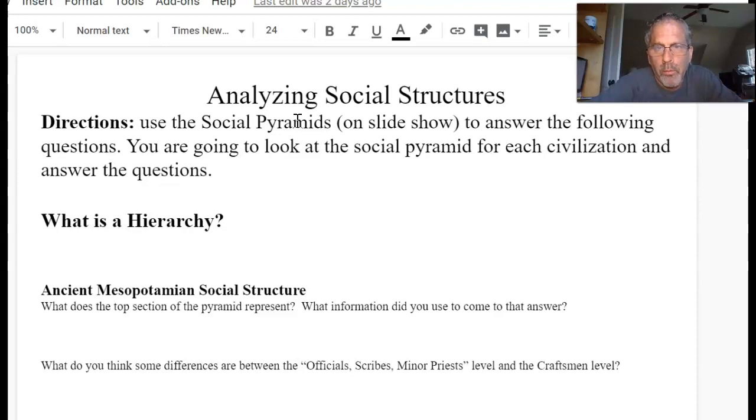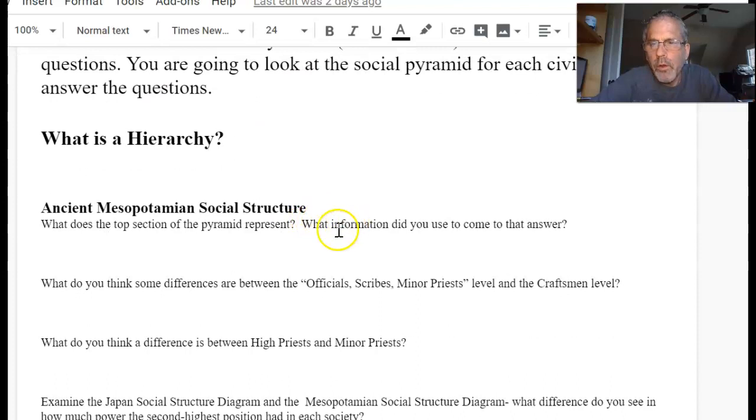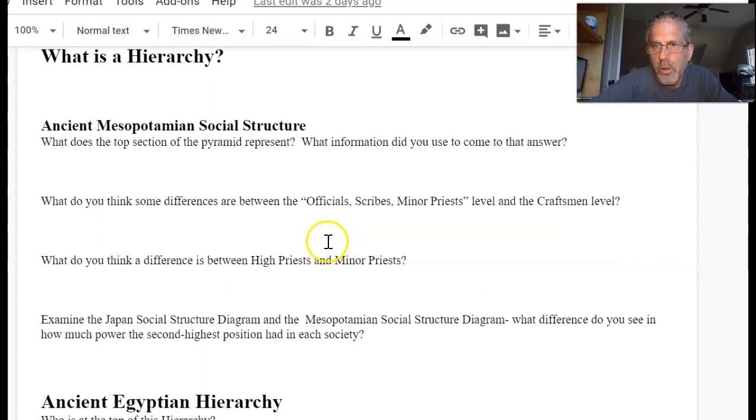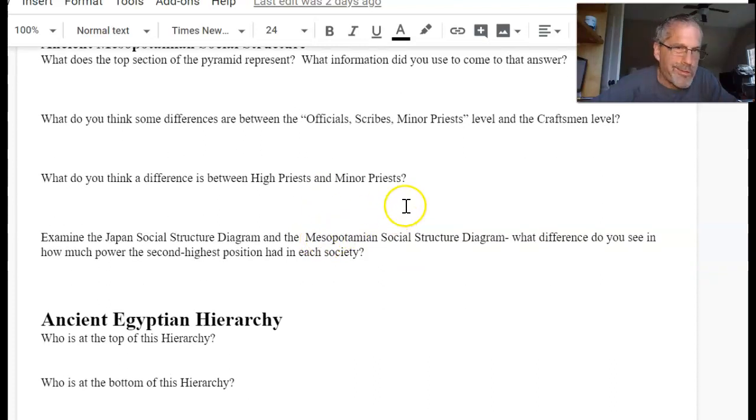You're going to use the social pyramids on the slideshow to answer the following questions. You're going to look at the social pyramids for each civilization and answer the questions. What is a hierarchy? It's the first slide, right? The ancient Mesopotamia social structure. What does the top section of the pyramid represent? What information did you use to come to that answer? What do you think some differences are between the official scribes, minor priests level, and the craftsman level? Think education, think some of those things like that. What do you think a difference is between high priests and minor priests? Kind of implied in the title.